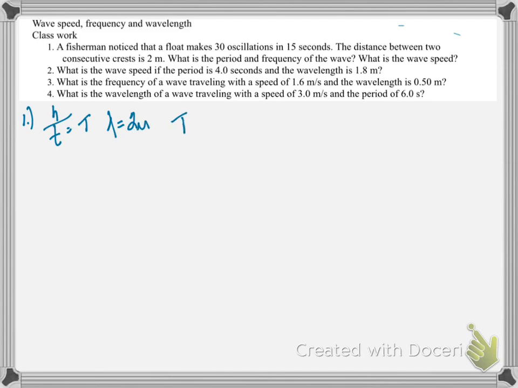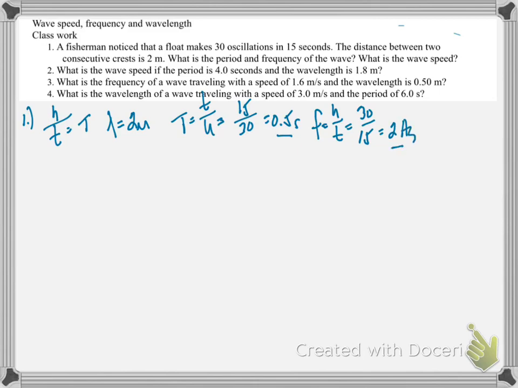So period, by definition of our equation, is time per revolution. The time they said was 15 seconds, and the number of revolutions, which is N, is 30. So 15 over 30 is going to be 0.5 seconds. What's the frequency? Frequency is equal to N over T. The number of cycles is 30, and the time is 15. 30 divided by 15, we have 2 hertz.